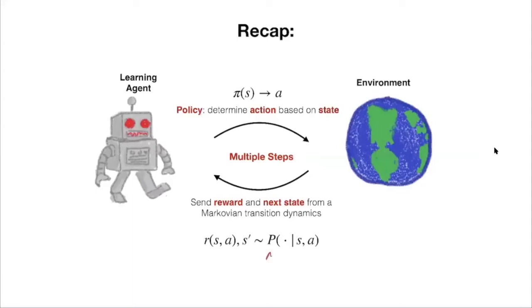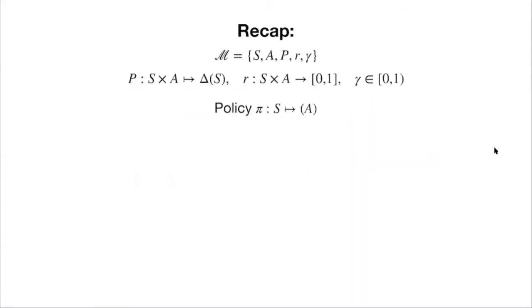And then the environment evolves according to the underlying Markovian transition, which is a conditional distribution. Based on this conditional distribution, the environment generates the next state s prime, and also generates a one-step immediate reward. And this loop goes on for infinitely many time steps. In terms of mathematical definition, we define a Markov decision process using five symbols: state, action, transition, reward, and discount factor. And a policy is a mapping from state to action.